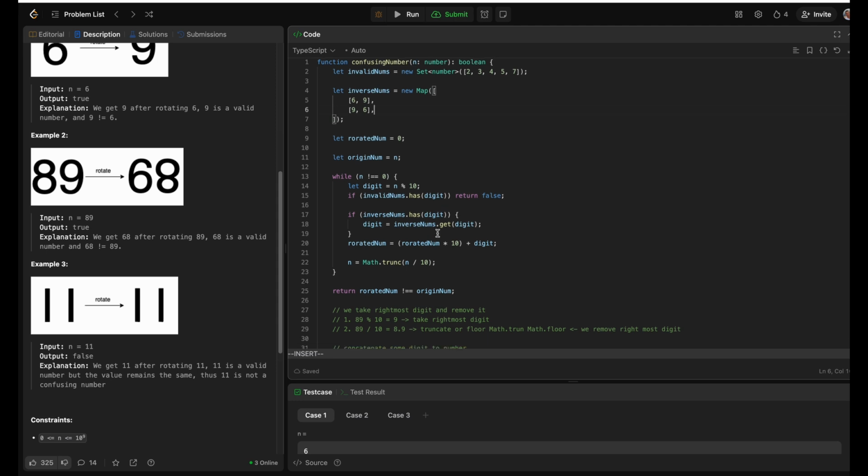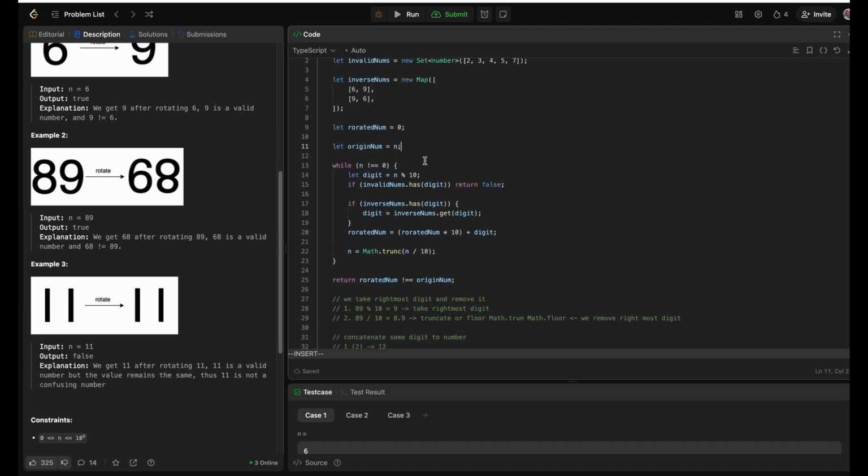Then we'll make the concatenation. So our initial value is 0, we multiply by 10, making the number wider, and add the digit. It might be the inverse digit, or it might be just a simple one like 8, but we do this. Then we reduce, or make thinner if I might say, our number, and repeat this operation again and again until our number reaches 0.